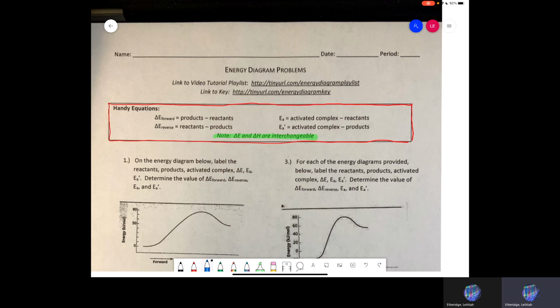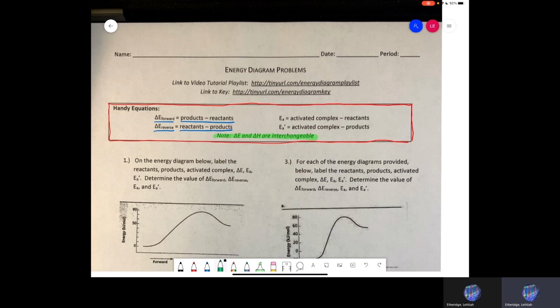For delta E forward, that is going to be the products minus the reactants. Delta E reverse is going to be the reactants minus the products. That one's pretty easy. If we're going in the forward direction, we are subtracting the energy of the reactants from the products. The reverse is going to be the other way around. That is what lets us know what's going to be positive and negative, depending on the level of energy that each of those things have.